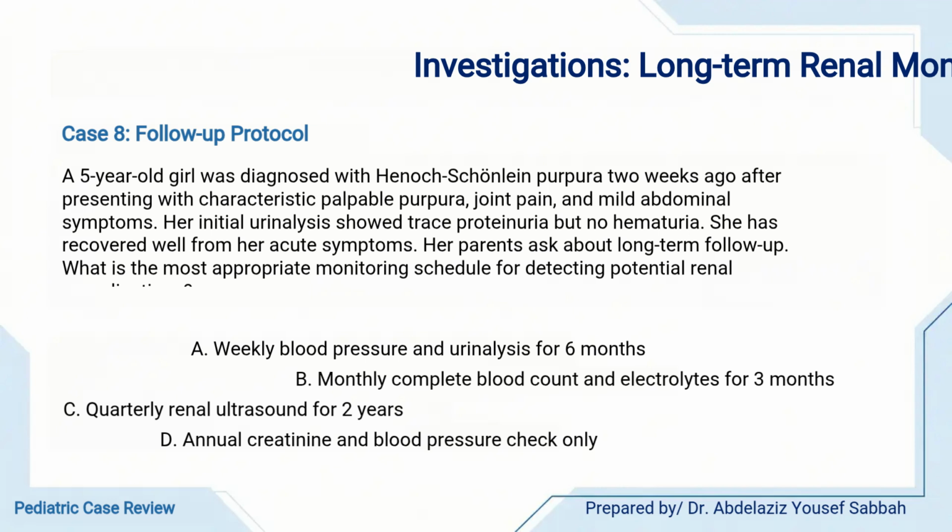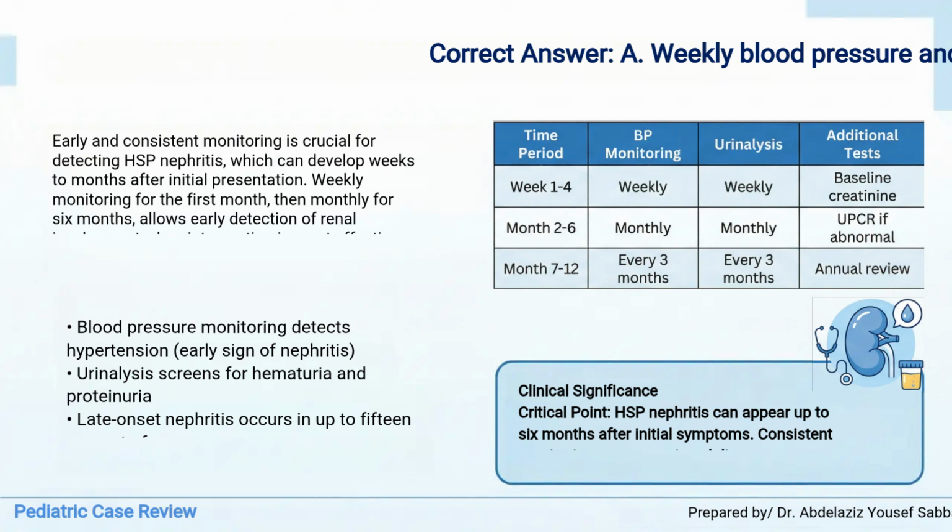Option A, weekly blood pressure and urinalysis for 6 months. Option B, monthly complete blood count and electrolytes for 3 months. Option C, quarterly renal ultrasound for 2 years. Option D, annual creatinine and blood pressure check only. The correct answer is option A, weekly blood pressure and urinalysis for 6 months.